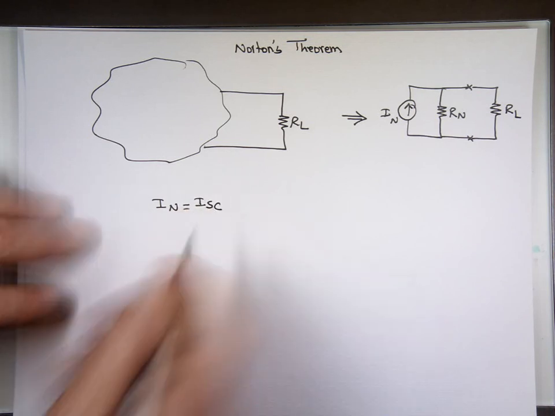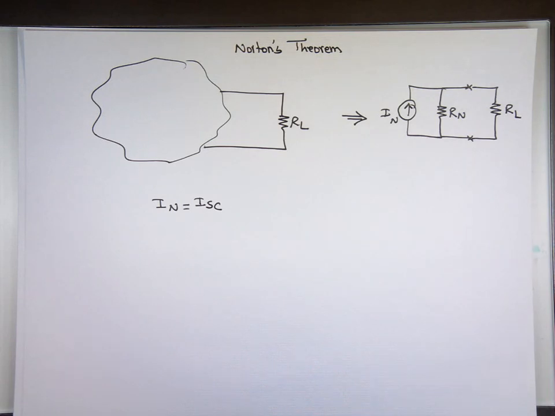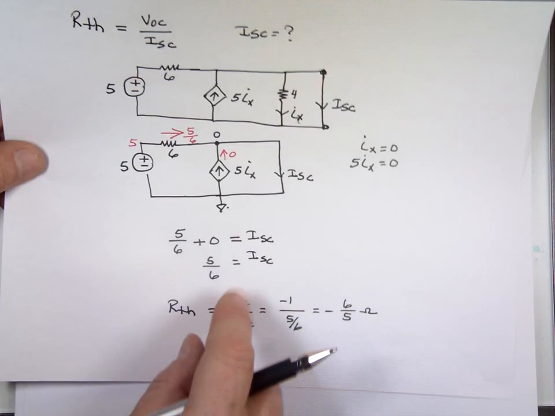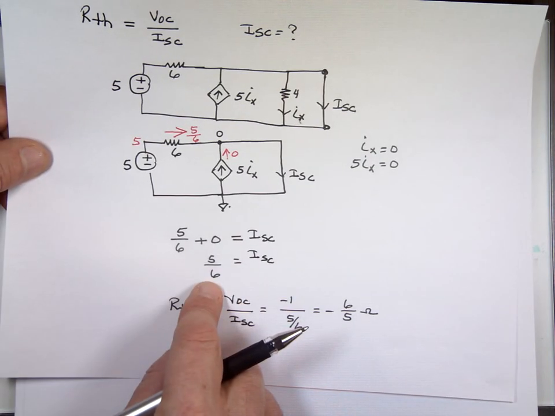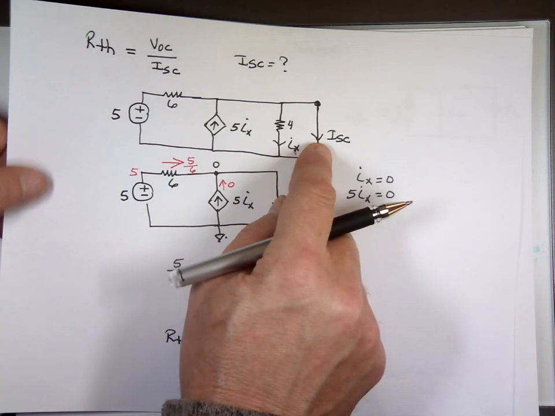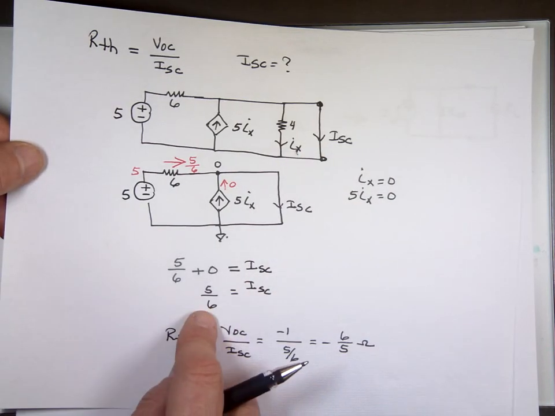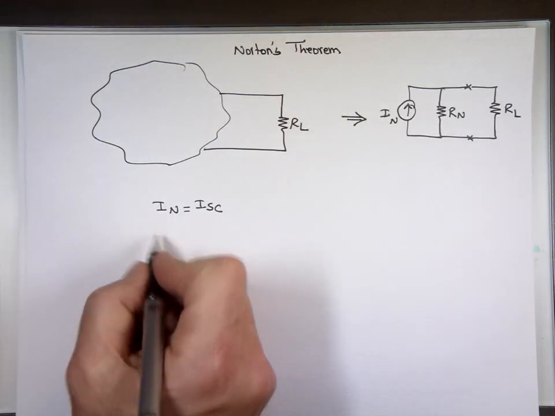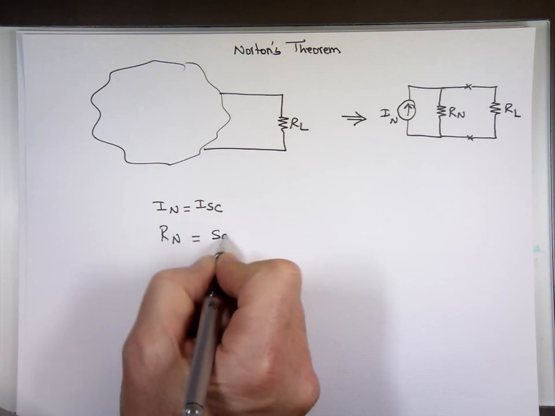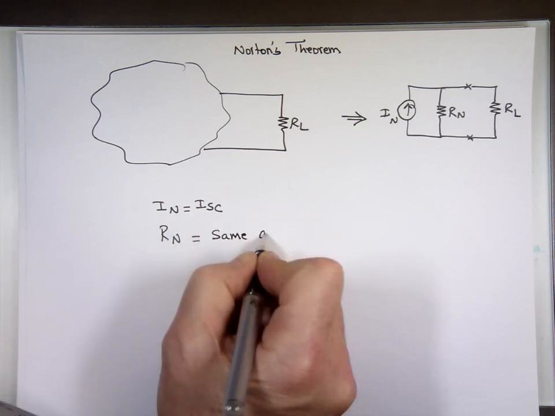Remember this example we just finished. We had to find I short circuit. If I was doing Norton equivalent, my I short circuit, that's I Norton, 5/6. You put a wire here and you calculate what the current going through that wire. That's your actually I Norton. What's R Norton then? How do you find R Norton? That's the same as R Thevenin.